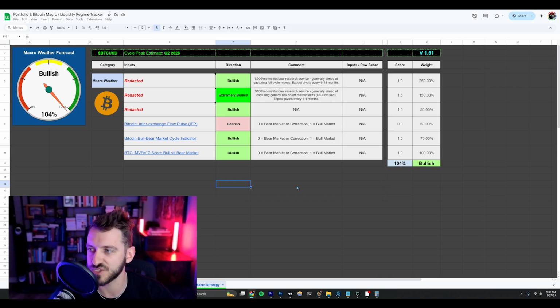And I'll explain this really quick. So you can see my cycle peak estimate, Q2 2026, extremely bullish, like off the charts, 104%. I'll explain that too. It's just because of the weighting and the scores here. You'll see some things that are redacted, and I can't share them because I pay for institutional research. There's a lot of data in there. I basically take a composite of the overall sentiment: based on this data, are they risk on or risk off? All of my so-called institutional research is risk on. The one I trust the most, which is the top one, not just because it's more expensive, but because I just trust their research. They have an amazing track record.